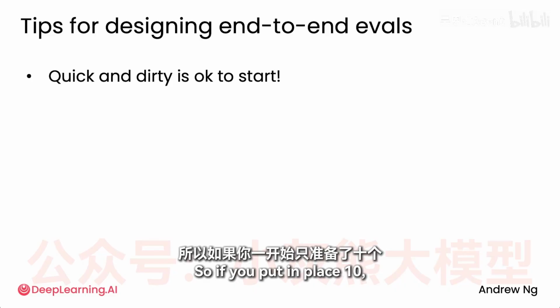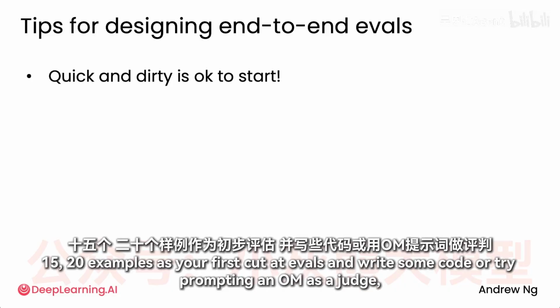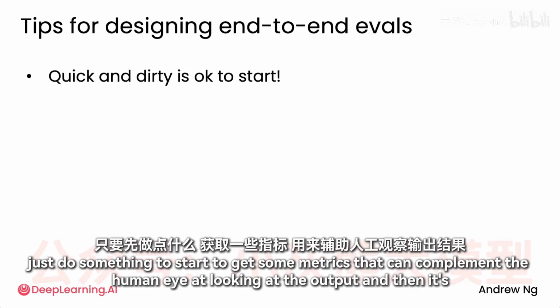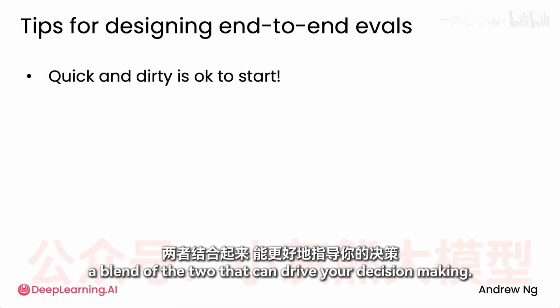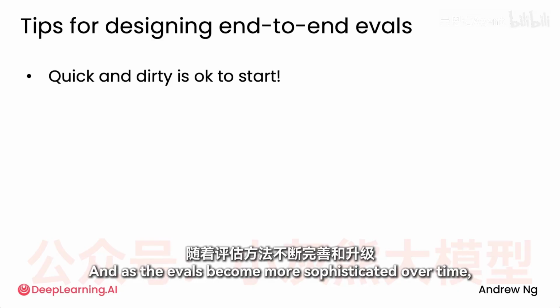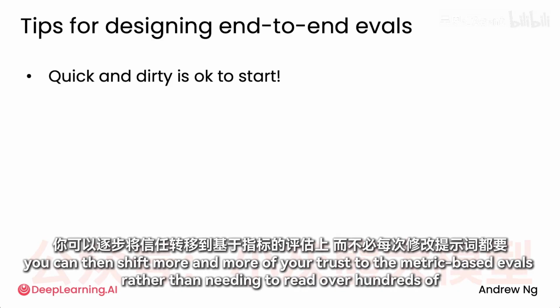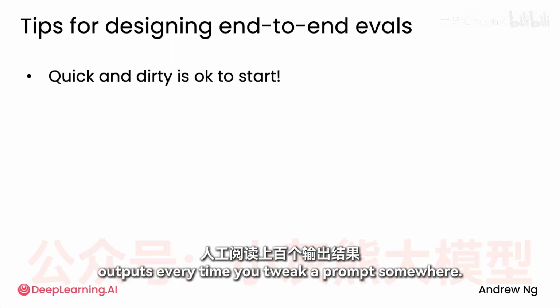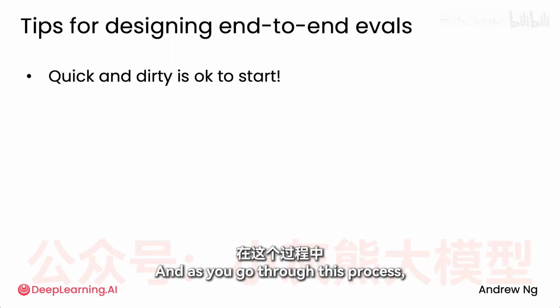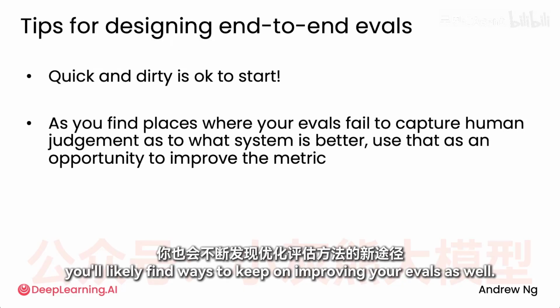So if you put in place 10, 15, 20 examples as your first cut at evals and write some code or try prompting an LM as a judge, just do something to start to get some metrics, then that can complement the human eye at looking at the output. And then there's a blend of the two that can drive your decision making. As the evals become more sophisticated over time, you can then shift more and more of your trust to the metric-based evals rather than needing to read over hundreds of outputs every time you tweak a prompt somewhere. And as you go through this process, you'll likely find ways to keep on improving your evals as well.